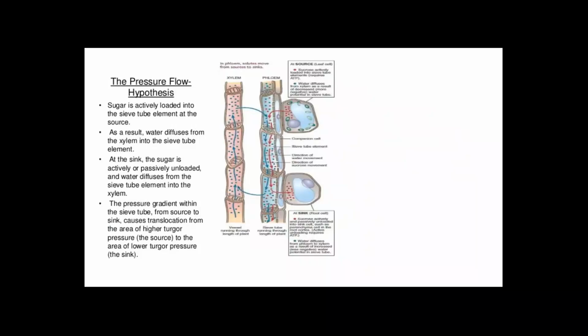So the pressure flow hypothesis then. Sugar is actively loaded into the sieve tube elements at the source. And as a result, water diffuses from the xylem into the sieve tube. At the sink, sugar is actively or passively unloaded, and water diffuses from the sieve tube into the xylem. And the pressure gradient within the sieve tube from source to sink causes translocation from an area of high turgor pressure, the source, to an area of low turgor pressure, the sink.